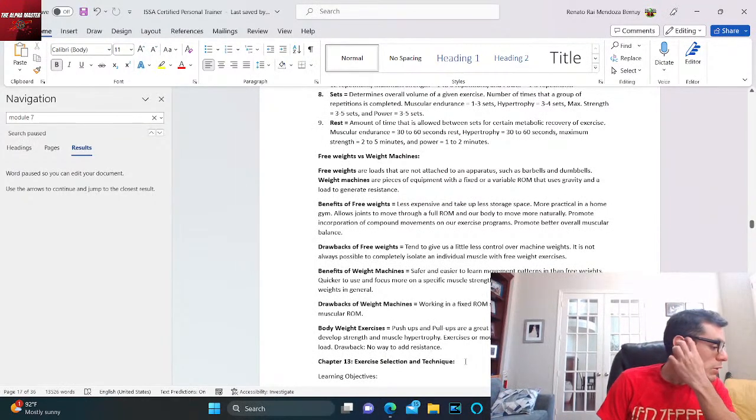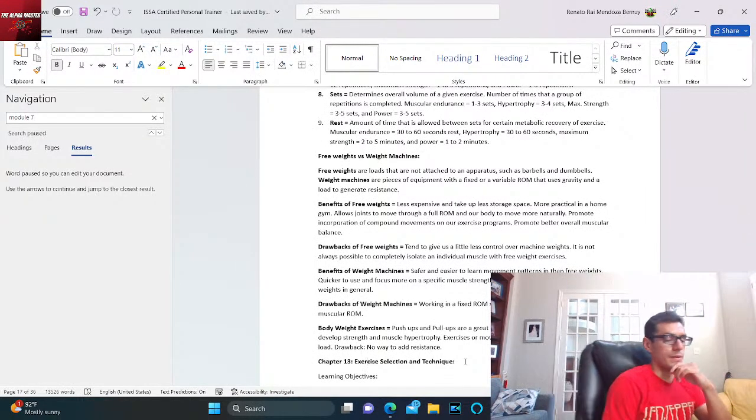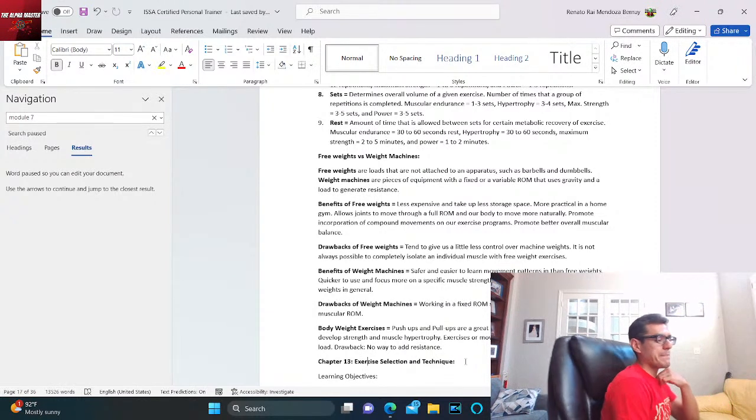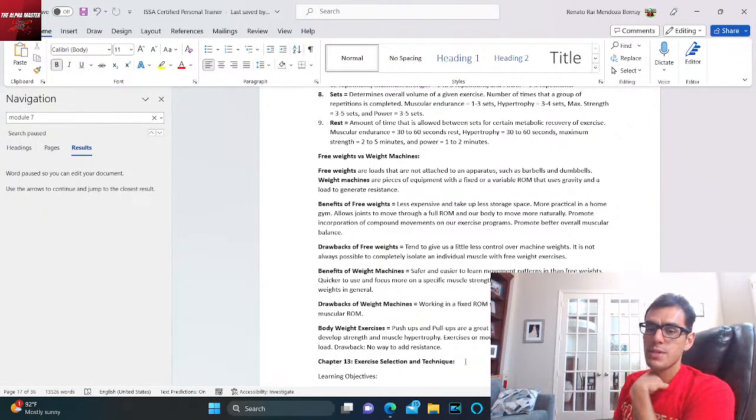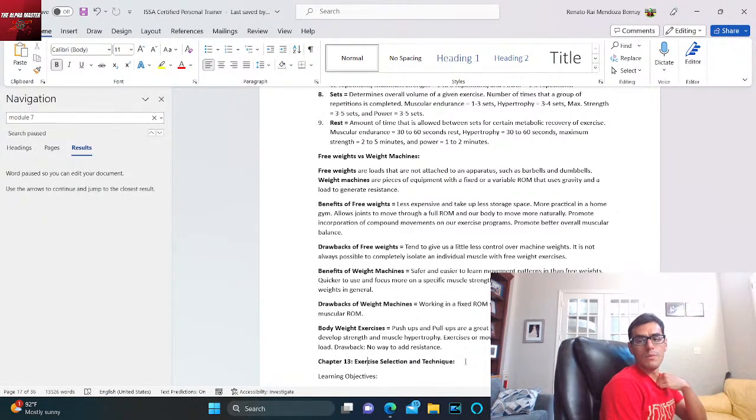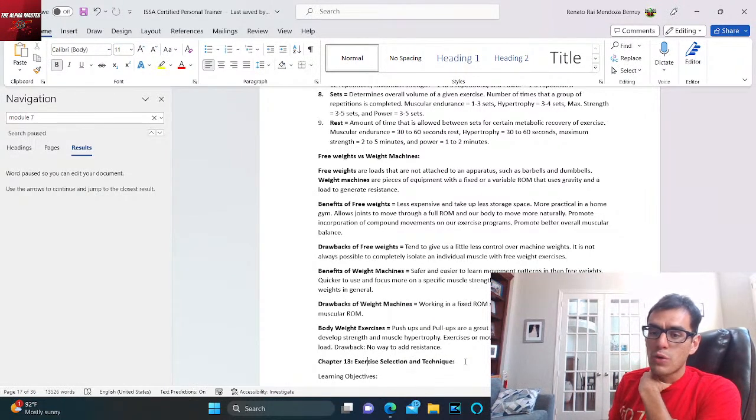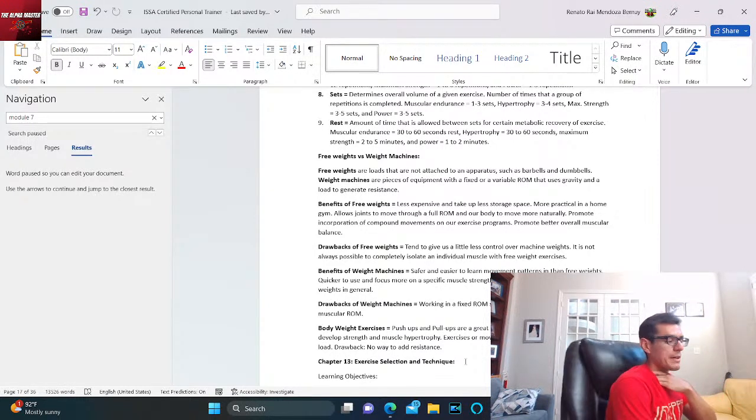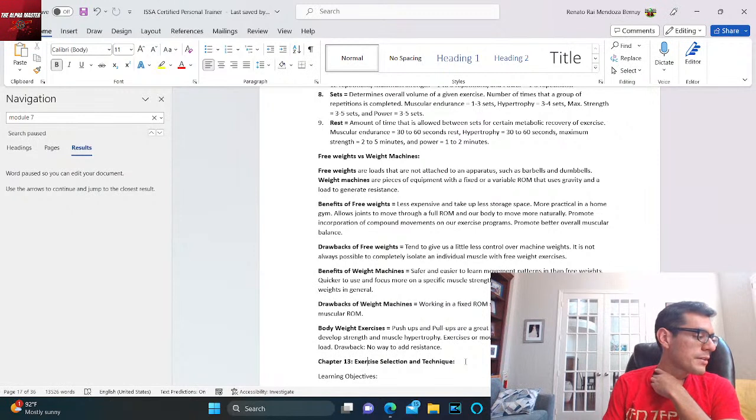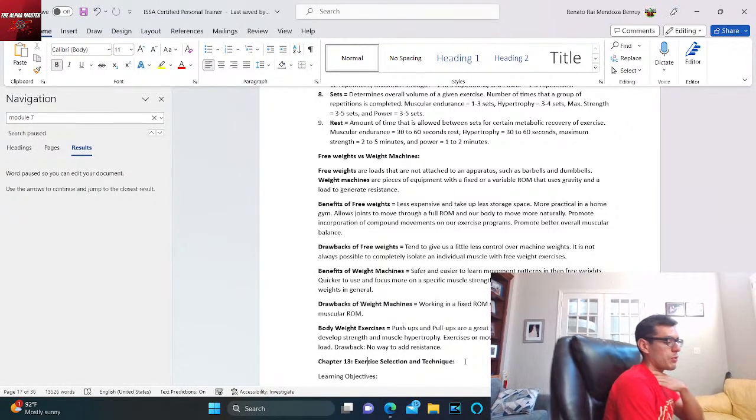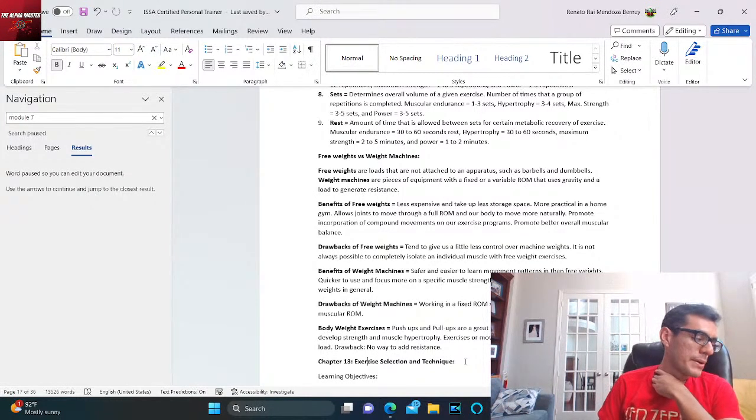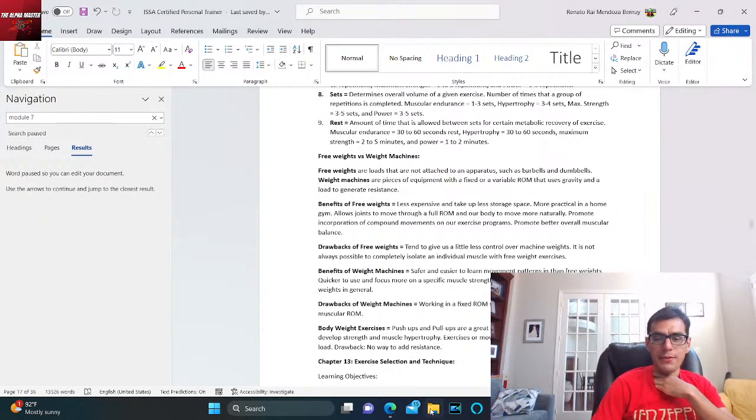Body weight exercises, like push-ups and pull-ups, are a great way to learn movement patterns so that we can develop strength and muscular hypertrophy with them. They are exercises or movements performed with no additional load. The drawback is that there is no way to add resistance. And that was part of Chapter 12, resistance training.